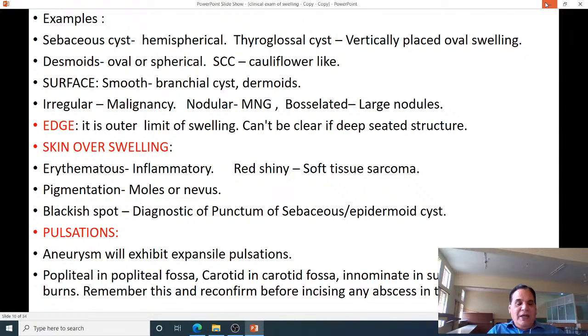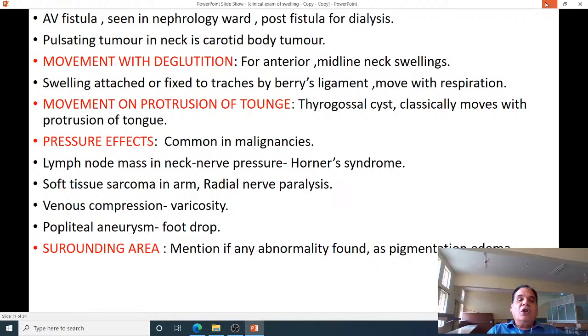Okay. How do you confirm it? By examination and by USG. Very simple. Now movements with deglutition. Beautiful thing. If it is moving with deglutition, anterior midline swelling, diagnosis is made. It is a thyroid swelling. And the examiner will ask you why it is moving with deglutition. Sir, this is attached to the trachea by Berry's ligament. That is why it is moving with deglutition. It is also moving with the protrusion of tongue, again thyroglossal cyst, because it is attached to the base of tongue.